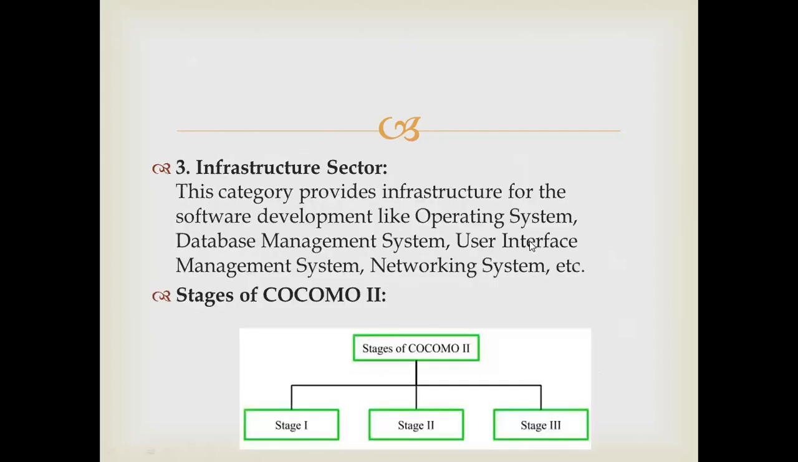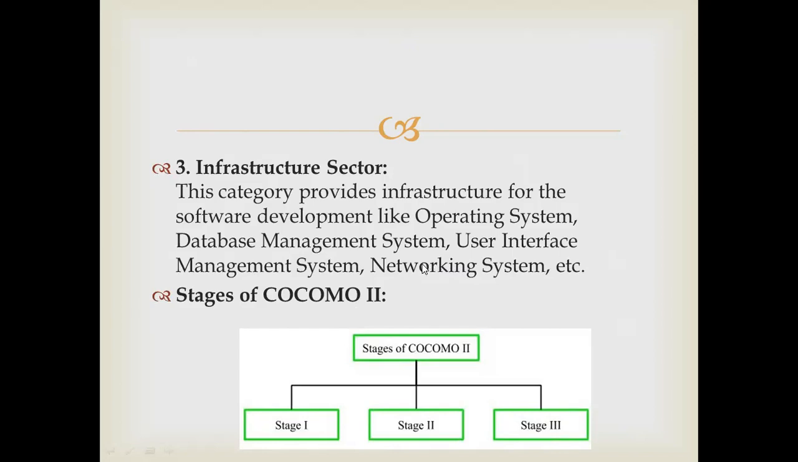Next is the infrastructure sector. What happens here? This category provides infrastructure for software development, like the operating system, database management system, user interface management system, networking system, etc. They help us give an infrastructure to develop our software. And there are some examples they have given.